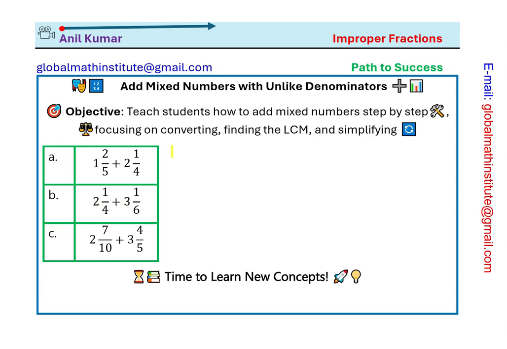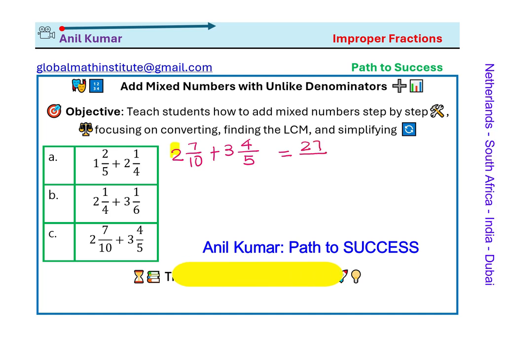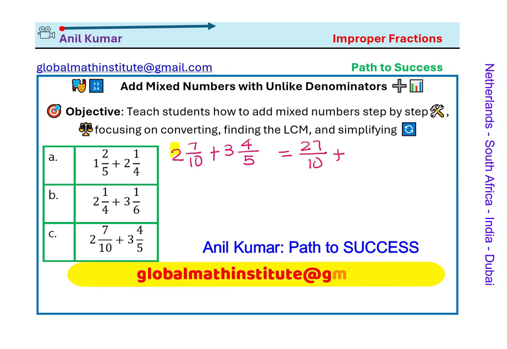We need to now add 2 7 over 10 plus 3 4 over 5, right? So first step, convert to improper fractions. So we could rewrite this as 2 times 10, 20, and 7, 27 over 10 plus 15 plus 4, 19 over 5. Now we have to take the LCM, right? So LCM in this case is 10, right? 10 is a multiple of 5, so you don't have to think much.